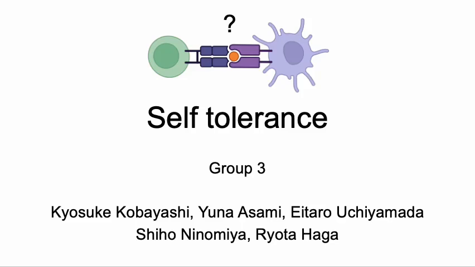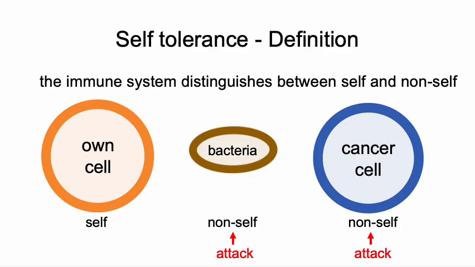Today we are going to talk about self-tolerance. First, let's start with the basic concept. What is self-tolerance? Our immune system has a very important job. It must distinguish between self and non-self. Self means our own body cells, and non-self includes things like bacteria, viruses, or cancer cells.